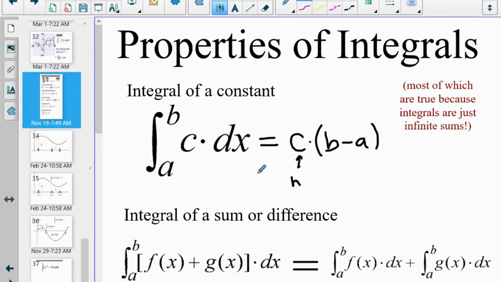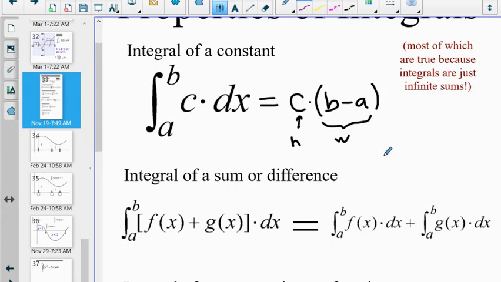The height is the value of the function, the integrand, and the width, well, that's just how wide the integral is. And so technically, this is a formula. What's the integral from 5 to 7 of 8 dx? It'll be 8 times 7 minus 5. It would be 16. But I'm just thinking of that as a rectangle.